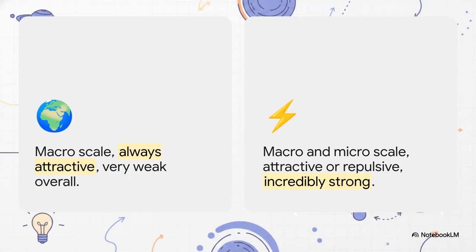So let's quickly compare the two side by side. Gravity operates on a massive macro scale. It's always attractive, but overall it's very weak. The EM force, on the other hand, dominates both macro and micro scales and is incredibly strong. Like kidney strong? Well, according to H.C. Verma, if just a 1% charge imbalance existed in a 1 kilogram iron block, it would create an absolutely unstoppable repulsive force of 1.7 times 10 to the power of 21 newtons. That is just mind-bogglingly huge.